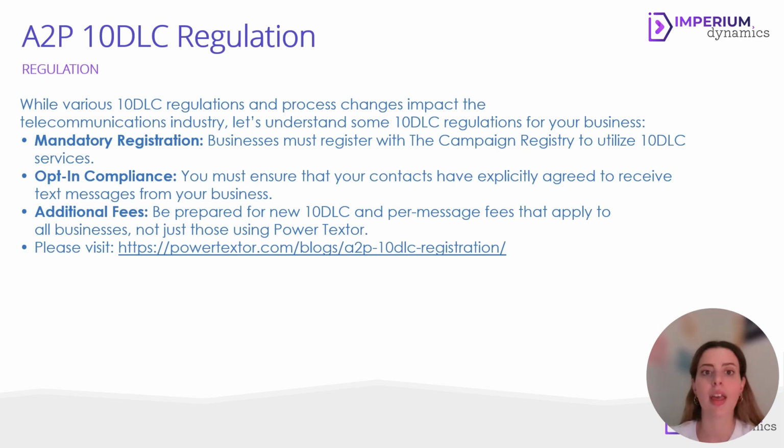After your trial plan with Power Textor is over, it's suggested to register for the A2P 10DLC compliance. This stands for Application to Person 10-digit long code regulation. This is the mandatory step to ensure compliance with telecom operators and to have an approved profile along with a unique phone number in the US.